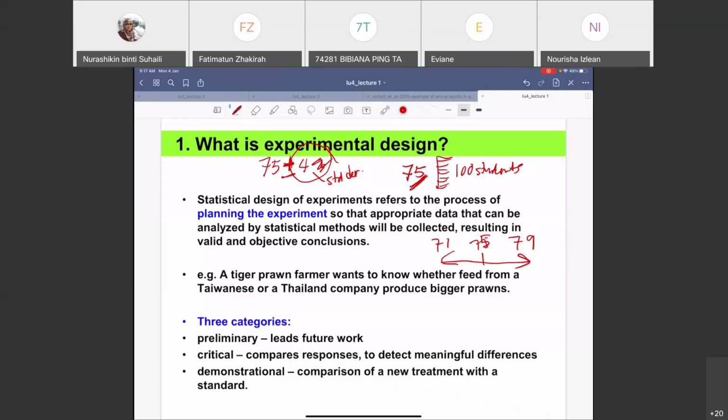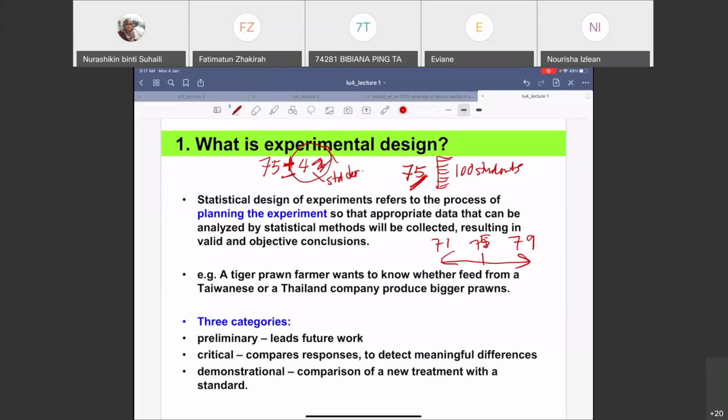So in statistics, we are always concerned with the average, the mean. That's why we are comparing the mean of one sample to another. So that's the definition of statistics. Right. So 3 categories.